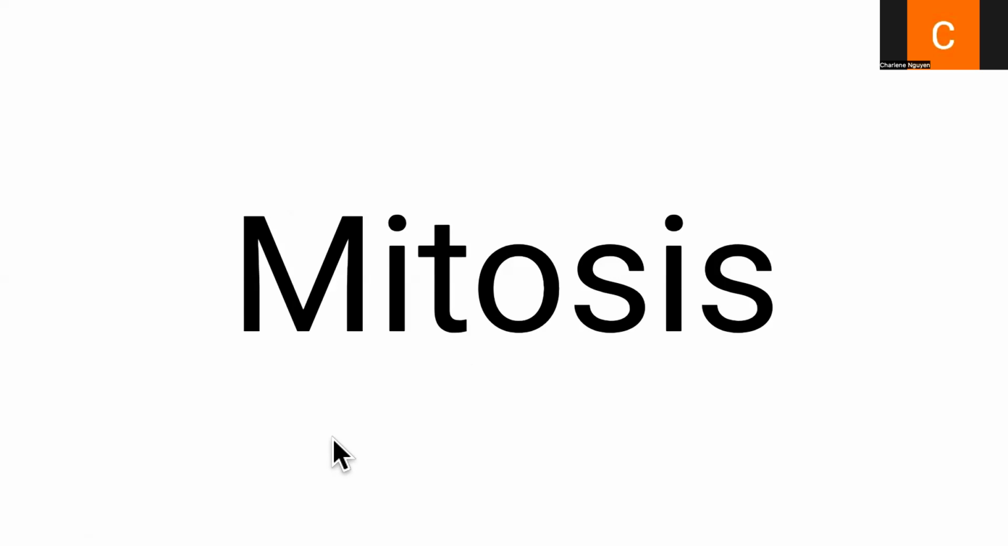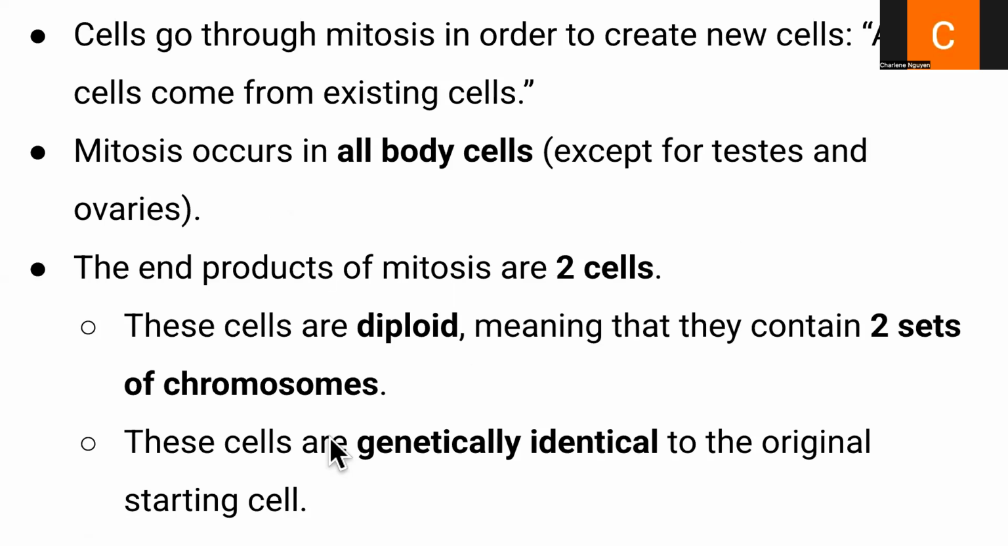Mitosis. So I'm going to talk about mitosis first, and then I'm going to go over meiosis. So the main process of mitosis and why cells go through mitosis is that they need to create new cells. So it could be because of dead cells, it could be to replace damaged cells. But if you recall from cell theory, all new cells come from existing cells. So in order for new cells to be created, they need to go through mitosis, which is cell division.